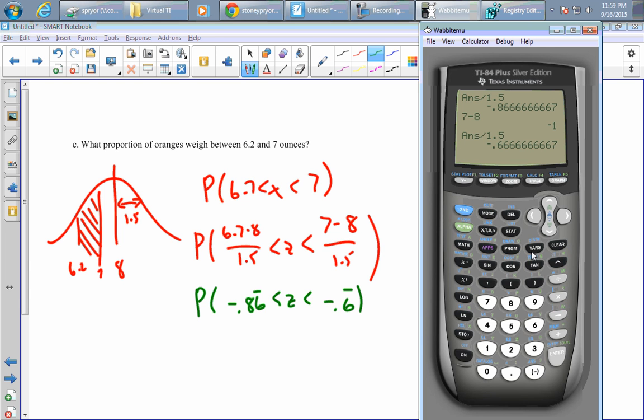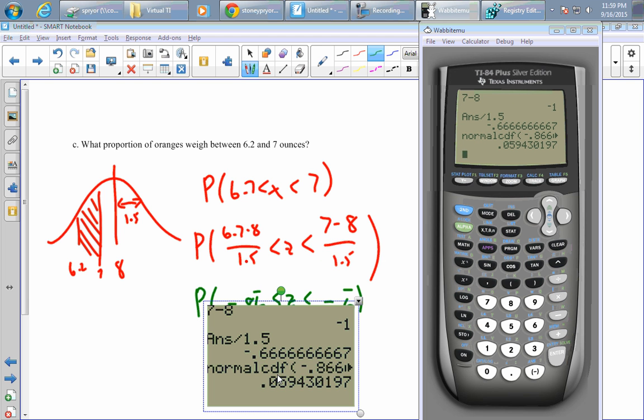But now when I stick this in my calculator, second distributions, normal CDF, my lower bound is negative 0.8666. My upper bound is negative 0.666. The mean is 0. The standard deviation is 1. Paste, enter. This value right here is the value that I'm looking for. This is my answer right here.